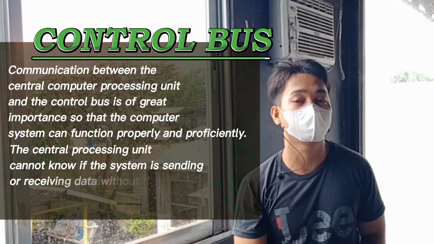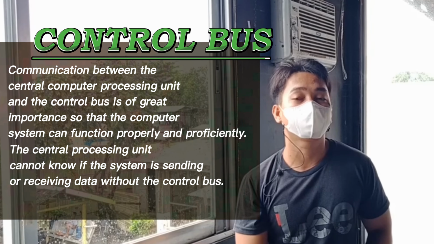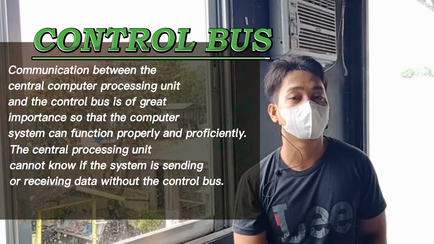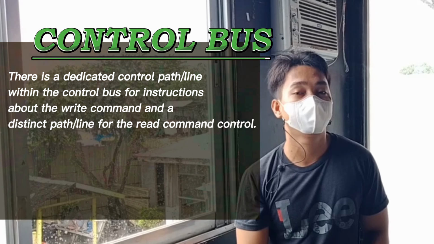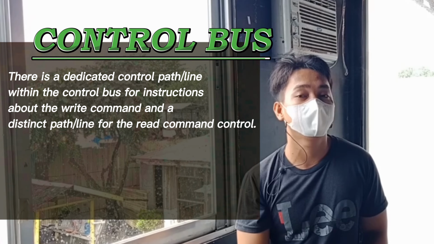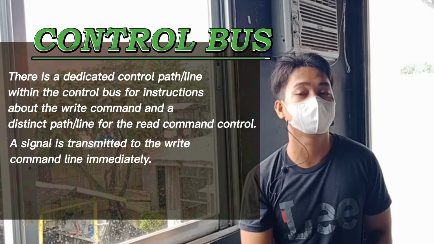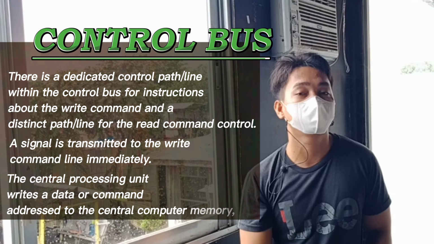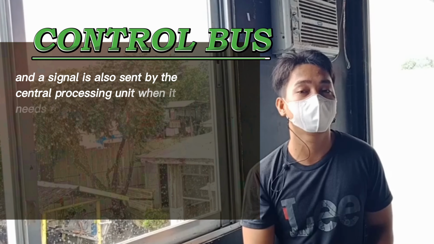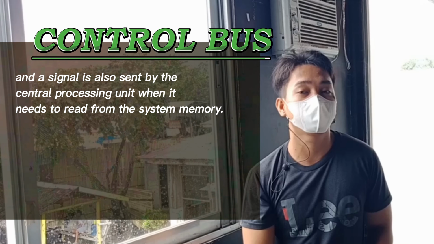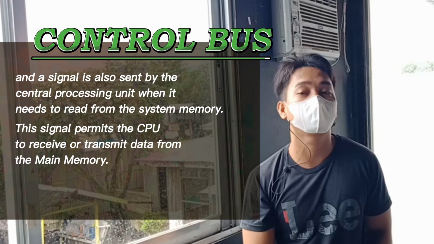The central processing unit cannot know if the system is sending or receiving data without the control bus. Where the write and read information has to go is managed and regulated by the control bus. There is a dedicated control path line within the control bus for instructions about the write command and a distinct path line for the read command control. A signal is transmitted to the write command line immediately. The central processing unit writes data or a command address to the computer memory, and a signal is also sent by the central processing unit when it needs to read from the system memory. This signal permits the CPU to receive or transmit data from the main memory.